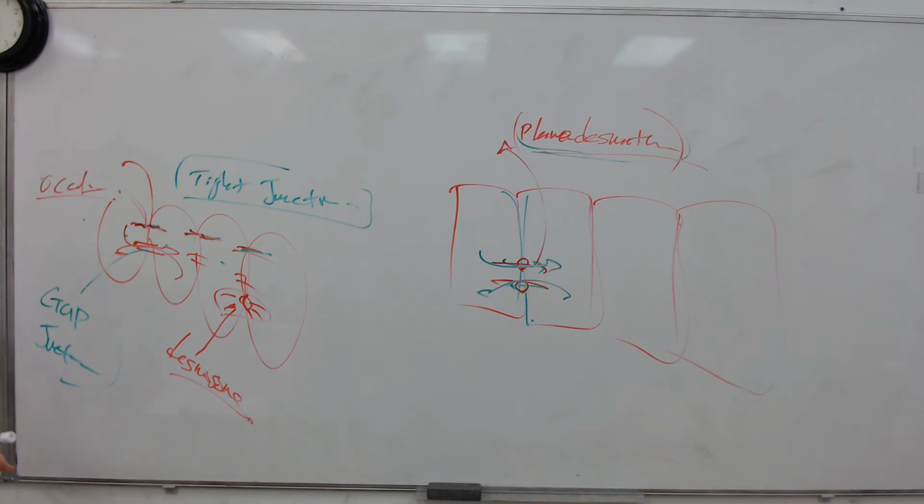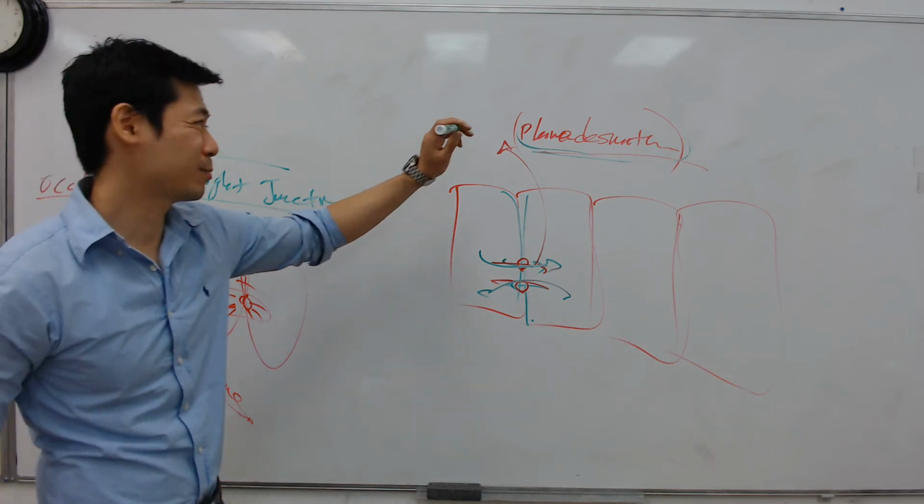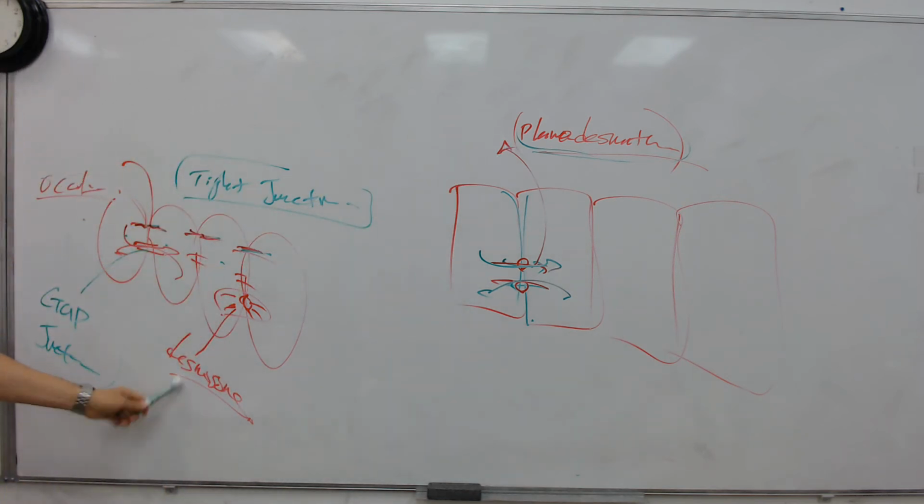Nothing more than that, like what produced them, like whether a desmosome is created from something. They're not gonna ask those questions, nor about the microfilaments. But you gotta understand these roles. Definitely plasmodesmata, tight junction, gap junction, desmosome. That's a part of this chapter. Any questions on this?